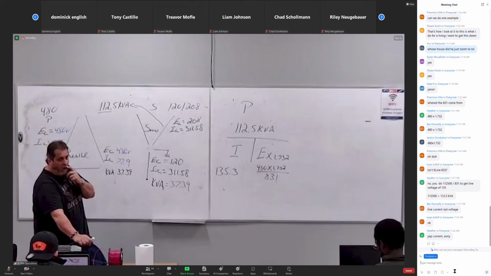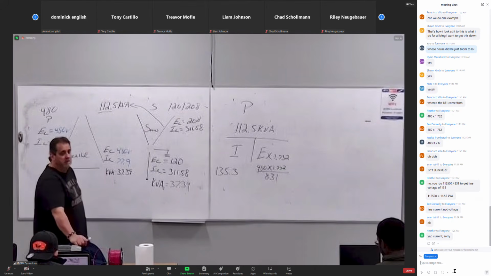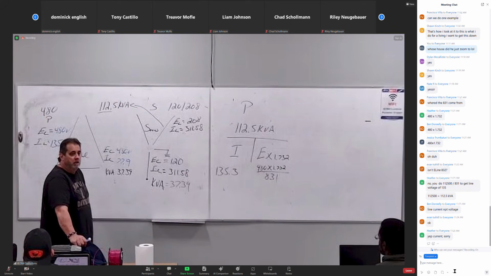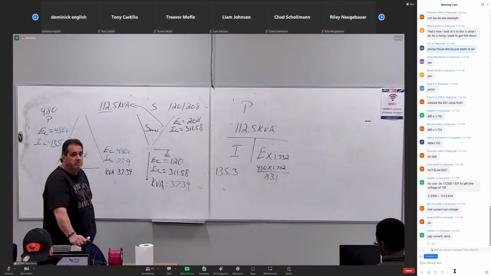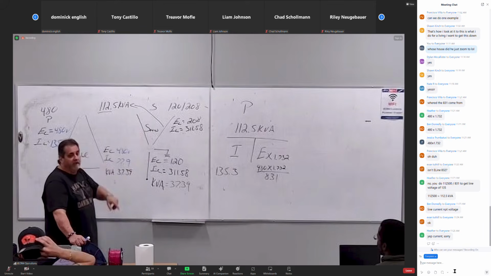I'm still so confused as to why the 831 isn't really acknowledged on the line value. It is, like in the amperage calculation. But because it's a parallel circuit, we're just seeing 480 on both sides. But this is 360. That's three phase 208 is 360.